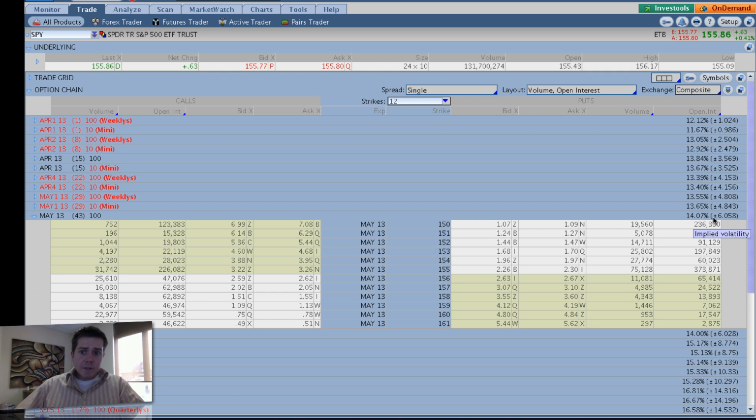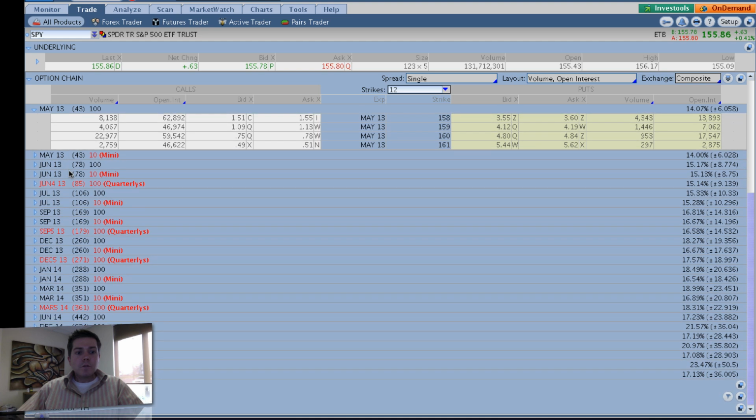And that indicates that the option market thinks that there's going to be a move up or down, this plus or minus, of roughly 6 points in the next 43 days. So by May expiration, they expect SPY to have moved up or down no more than 6.05 points.